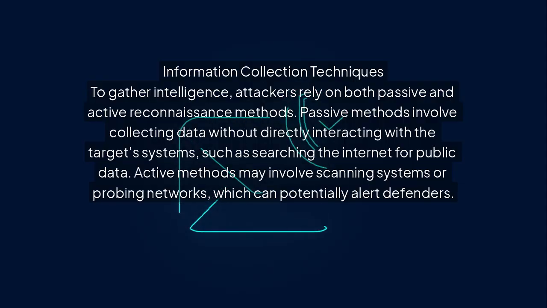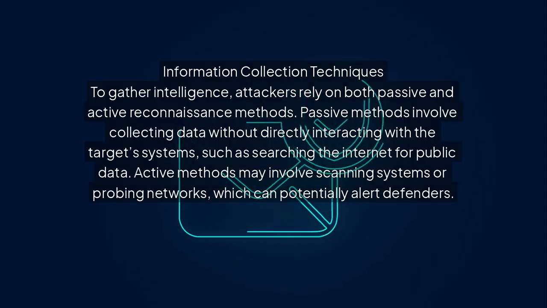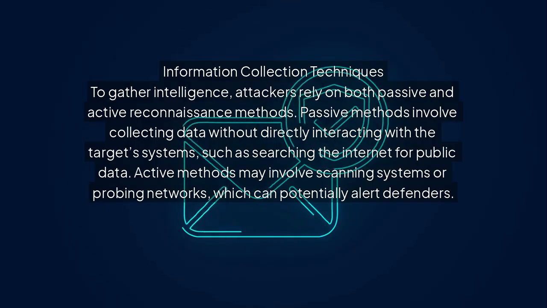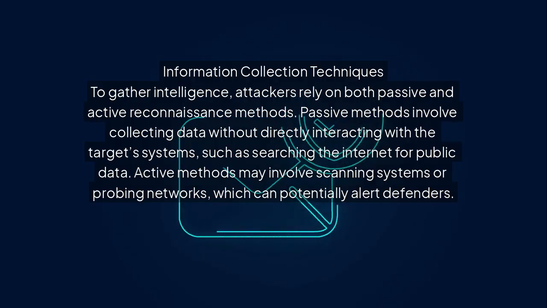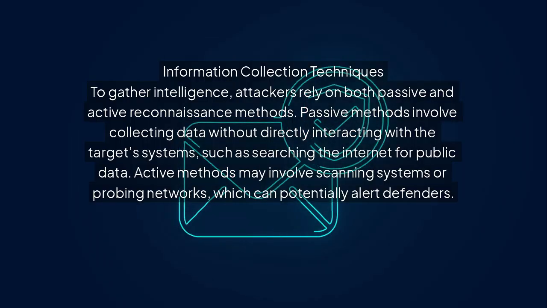Information collection techniques. To gather intelligence, attackers rely on both passive and active reconnaissance methods. Passive methods involve collecting data without directly interacting with the target's systems, such as searching the internet for public data. Active methods may involve scanning systems or probing networks, which can potentially alert defenders.